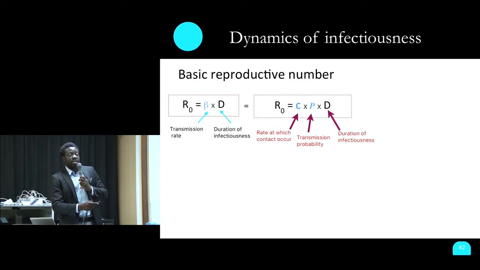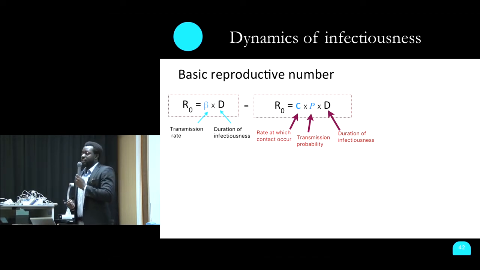We can further break down the transmission rate. The transmission rate is composed of two elements. We have the contact rate, which is the rate at which people come into contact with one another, and we have the transmission probability. What is the risk of person A transmitting the infection to person B whenever there is a contact? And most of the interventions in public health, interventions to control infectious diseases, will target either one or a set of these elements.